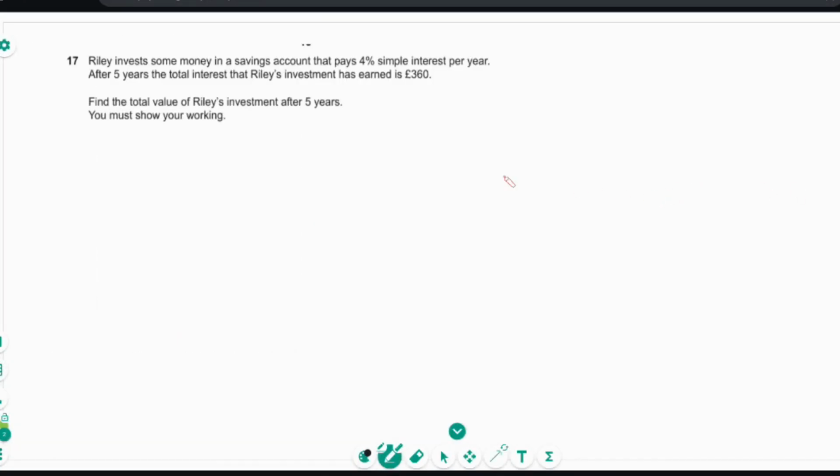Riley invests some money in a savings account that pays 4% simple interest per year. So it means simple interest is just 4% of £360 each year. Oh no, it doesn't, because that's not the amount. Let me read the rest of the question first. He gets 4% of the amount every year. After 5 years, the total interest that Riley's investment has earned is £360. Find the total value of Riley's investment after 5 years.